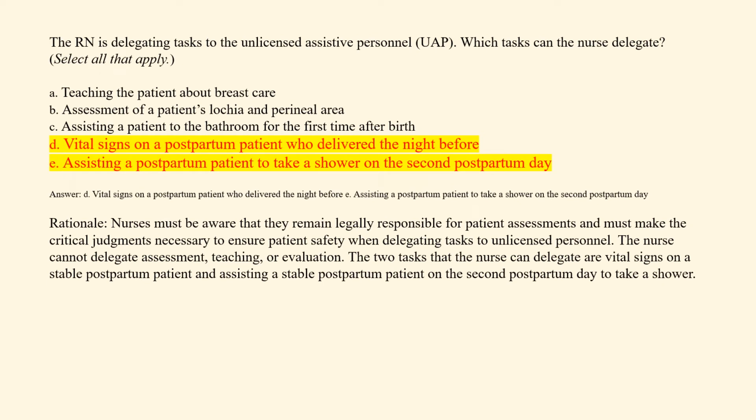Answer: D. Vital signs on a postpartum patient who delivered the night before. E. Assisting a postpartum patient to take a shower on the second postpartum day. Rationale: Nurses must be aware that they remain legally responsible for patient assessments and must make the critical judgments necessary to ensure patient safety when delegating tasks to unlicensed personnel. The nurse cannot delegate assessment, teaching, or evaluation. The two tasks that the nurse can delegate are vital signs on a stable postpartum patient and assisting a stable postpartum patient on the second postpartum day to take a shower.